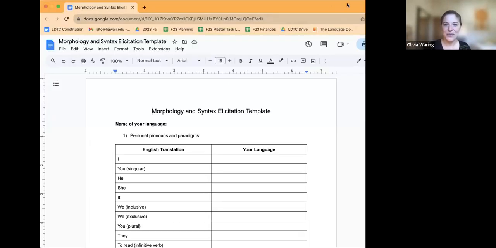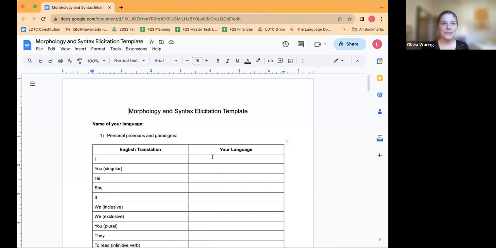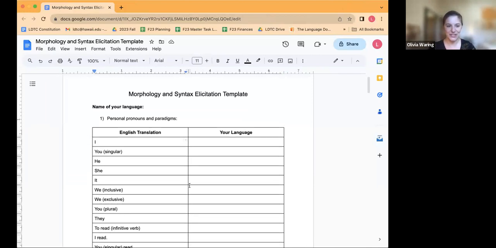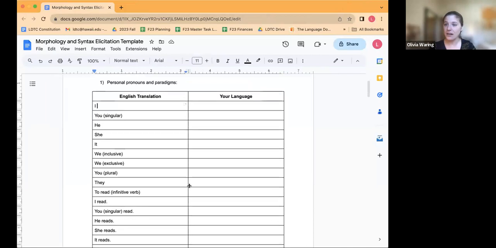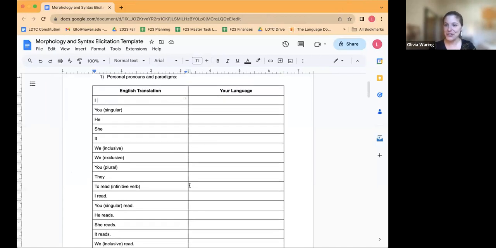All right. That should hopefully show you the morphology and syntax elicitation template. So you might want to start with something like this, or generate this yourself, right? If you're sitting with a speaker of a language, you could very easily sit down and say, hey, how do you say I, right? Just the very basic first person singular pronoun in your language. And this is going to generate a lot of richness, right? Because a lot of languages have different layers of complexity and layers of meaning that they capture in their pronouns.